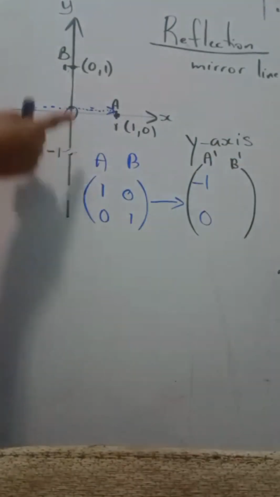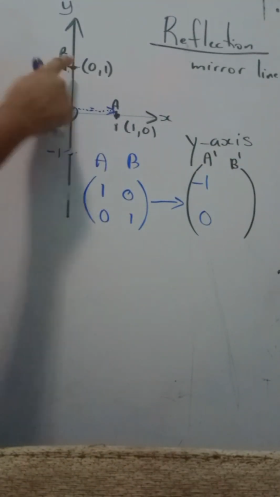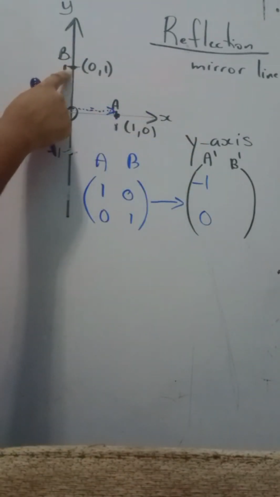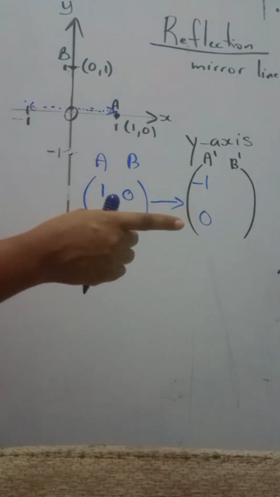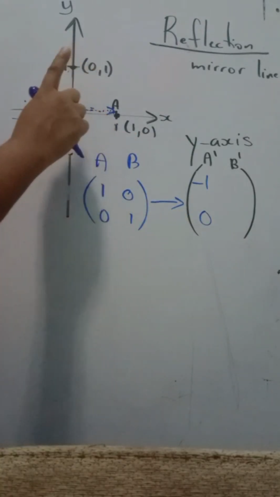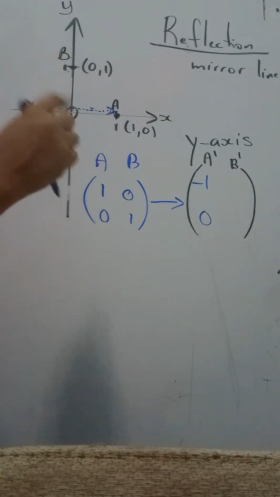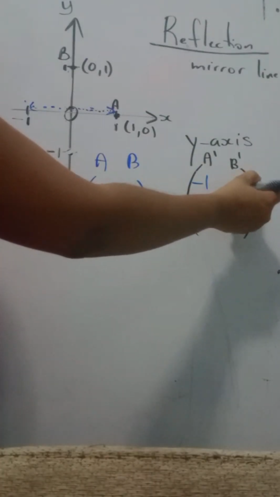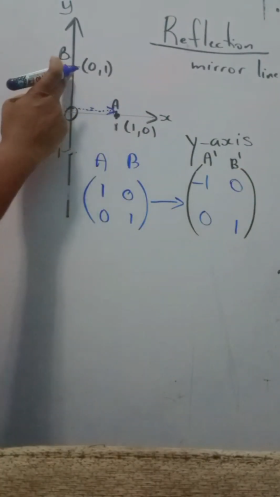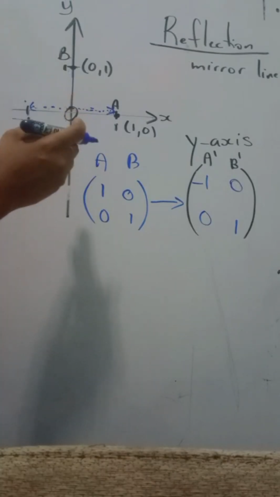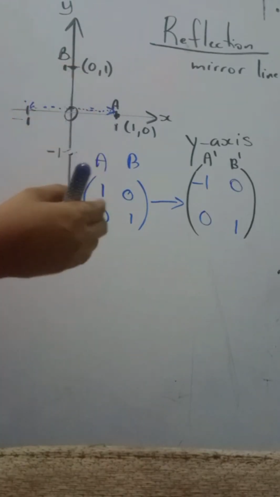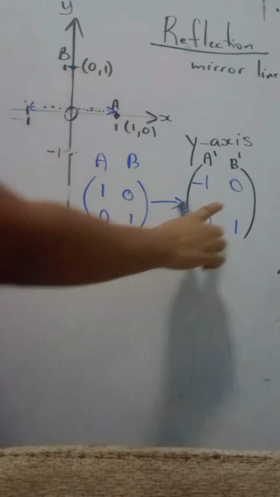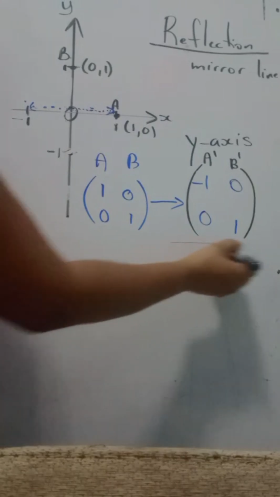Looking at B, where is B? B is actually on the mirror line. Remember that our mirror line is the y-axis. Since B is on the mirror line, following from what we did when we were reflecting in the x-axis, any point that is on the mirror, if you do a reflection, it must remain there, because when we do a reflection, the mirror line acts as a line of symmetry. Since it's on the mirror, it cannot go anywhere, which means that the coordinates here for B prime would still be 0, 1.